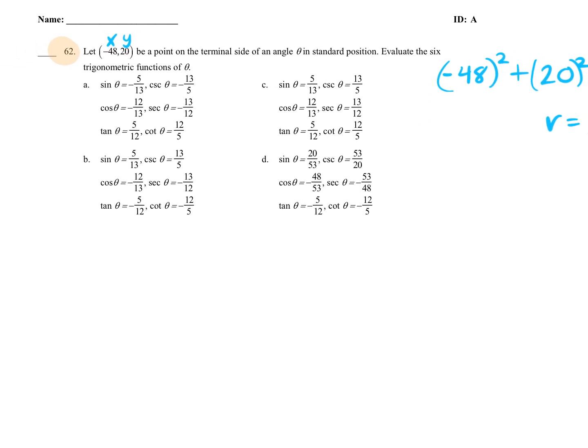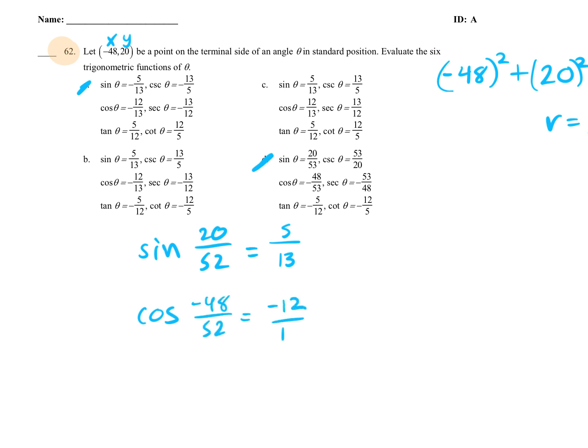Perfect. So let's find our trig functions. Sine is y over r, so 20 over 52. We can simplify that. Divide them both by 4. We get 5 over 13. Positive 5 over 13. So that would be B or C, so we can cancel out D and A. Next, let's find cosine. Cosine is x over r, so that would be negative 48 over 52, which simplifies to negative 12 over 13, which is answer choice B.